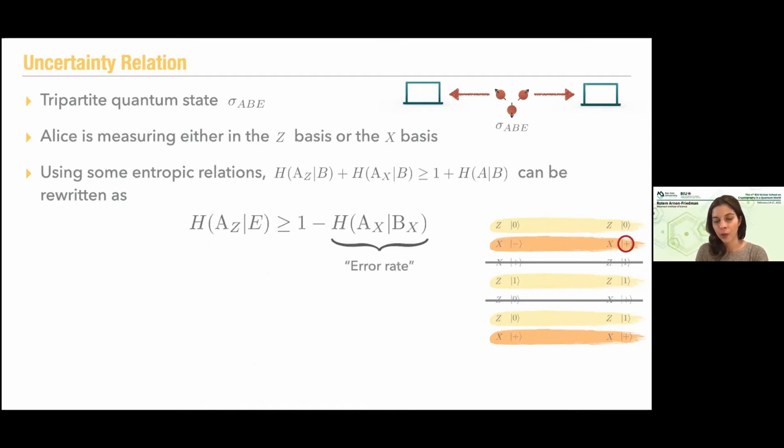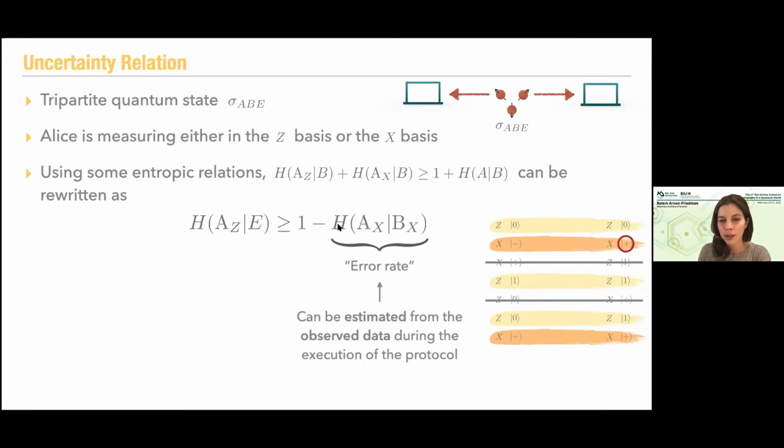On the other side, we have this error rate kind of thing. It's when both Alice and Bob measure in the X basis, if everything is perfect and there are no errors. But when there are some errors, this is the thing that they estimate when they execute the protocol. They count how many errors they have, and then they can get this quantity. So this entropy can be estimated from the observed data during the execution of the protocol. Alice and Bob share the information of their outcomes in the X basis, see how many errors they have, and then they have this quantity. So this is something that Alice and Bob know when they execute the protocol.